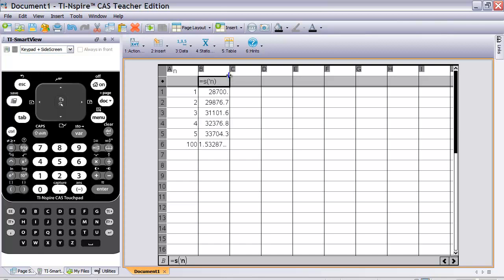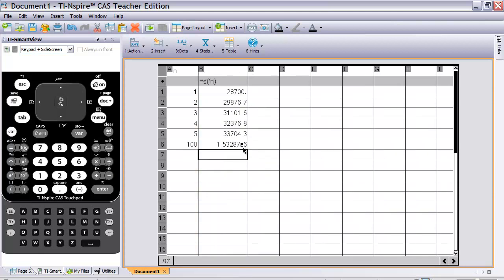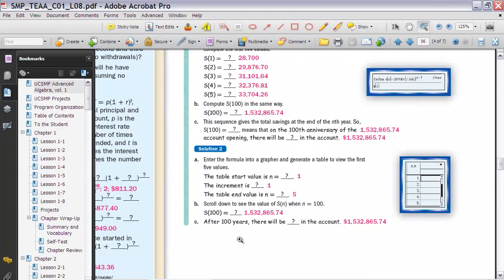I can expand this out as well, so we can see that. Remember, e to the 6th, or e6, means that I need to move my decimal place over 6 places to get the actual value. That would represent the value of the function at 100. So there are the final solutions to the guided example.